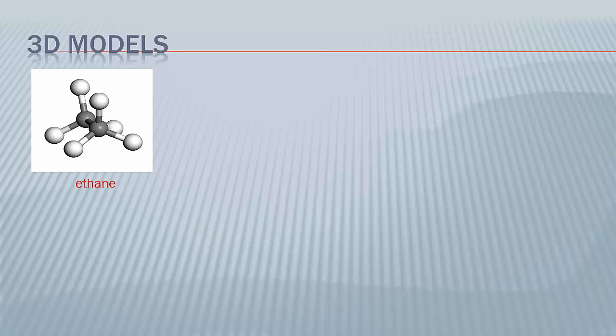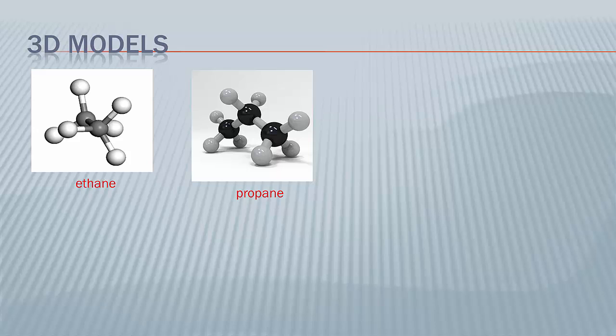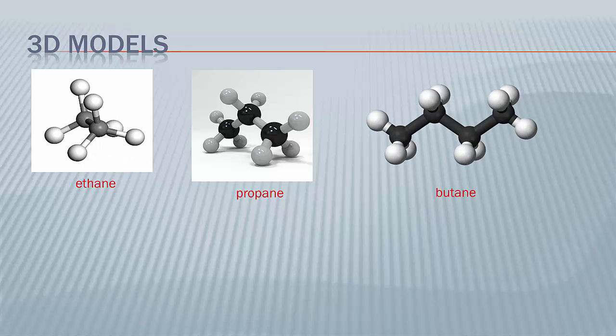If we look at the next molecule, which was propane, we'll see this start to form, with the tetrahedral carbon starting to form the beginning of a zigzag. That will be more clear when we look at butane.